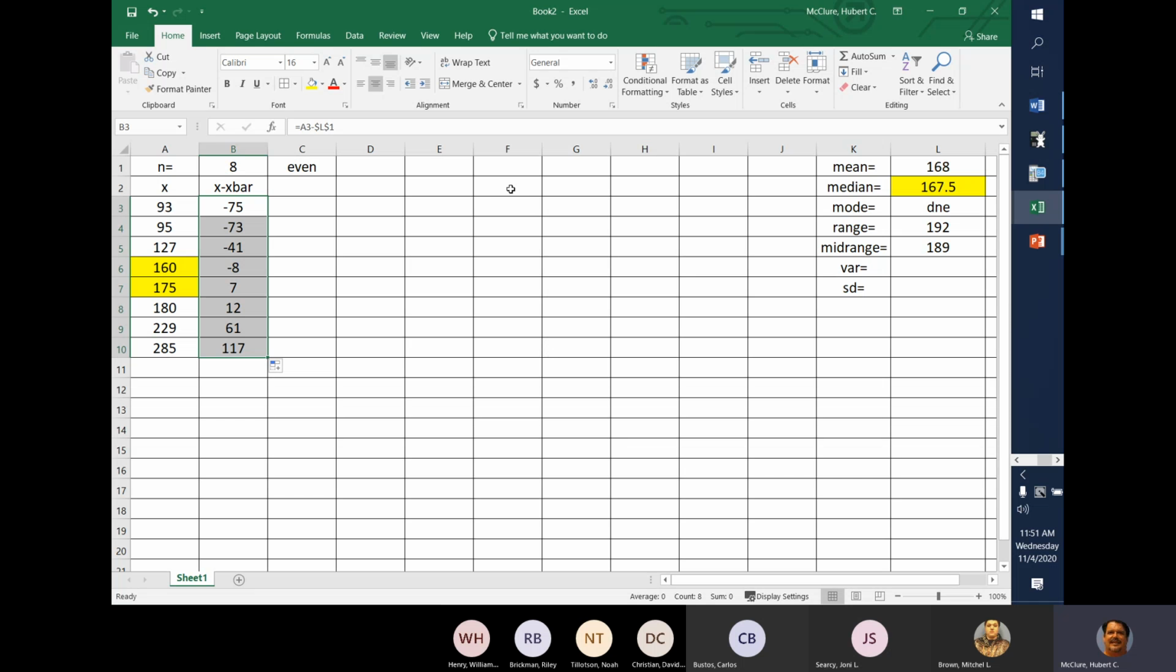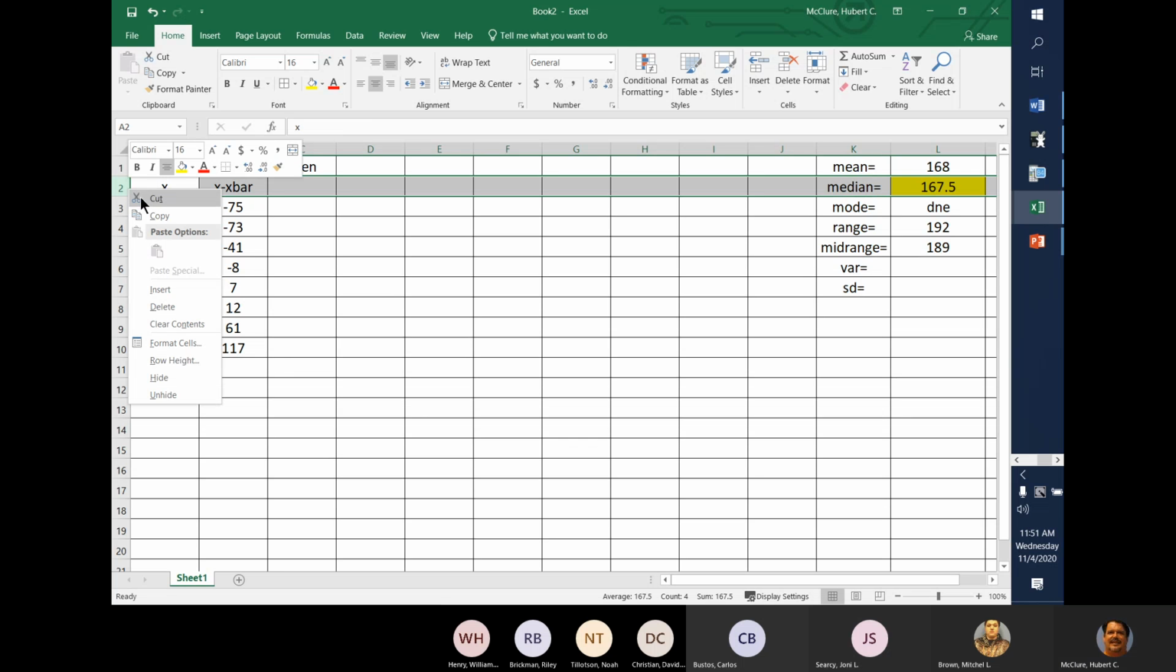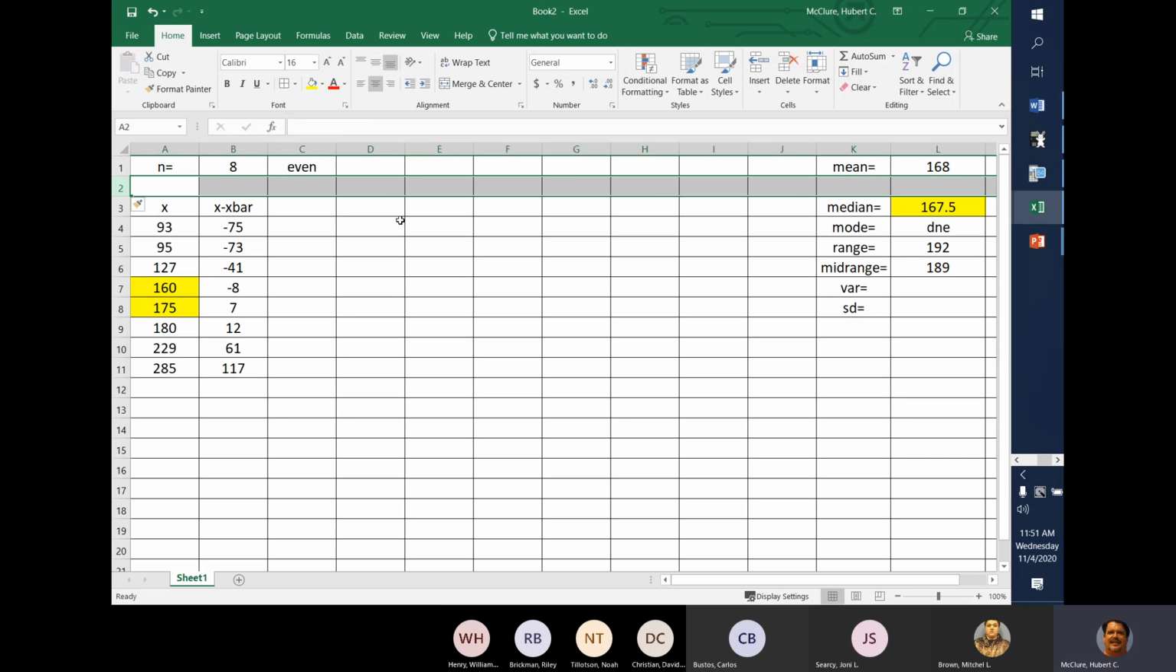Remember, this is the second problem we've done like this. Okay, so you have 2 examples. You need to write down what you're doing. And that's what X minus X bar is. You're taking this number and you're subtracting that number from each one. And go ahead and fill out your column. And I'll give y'all a minute to do that.